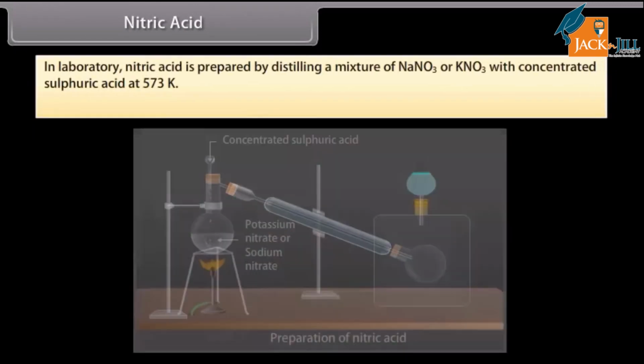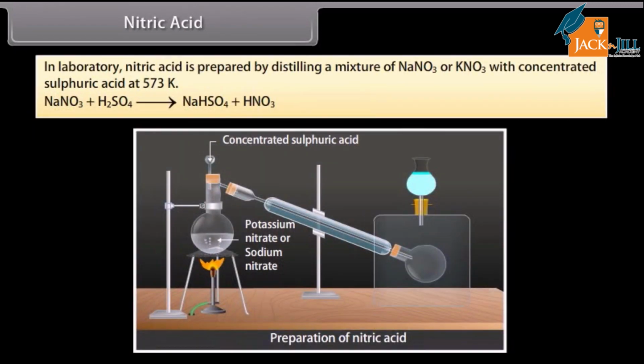Nitric acid. In laboratory, nitric acid is prepared by distilling a mixture of NaNO3 or KNO3 with concentrated sulfuric acid at 573 Kelvin. On large scale, nitric acid is manufactured by Ostwald process.